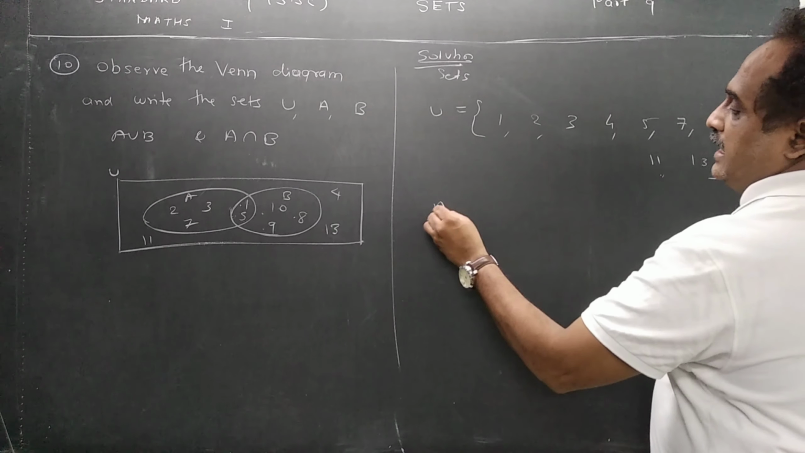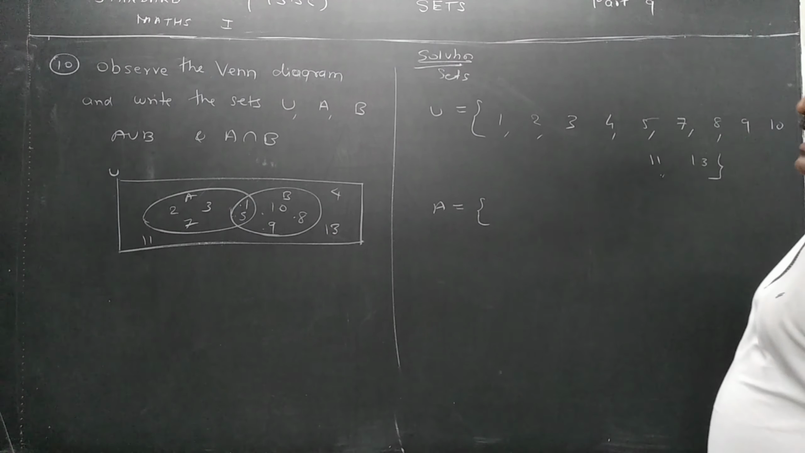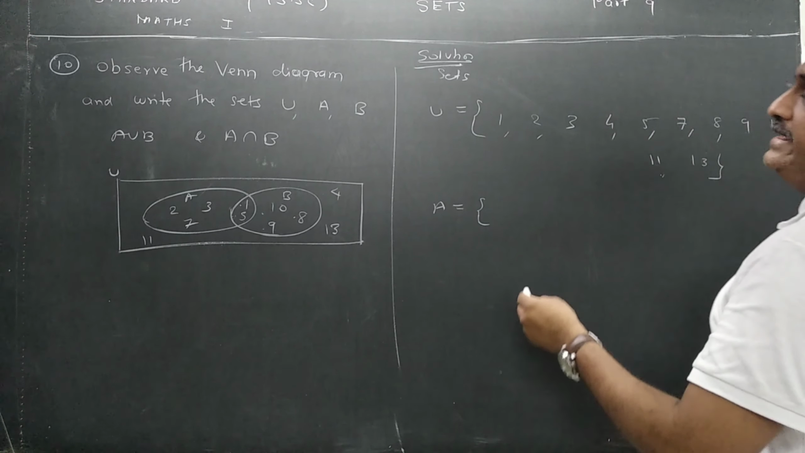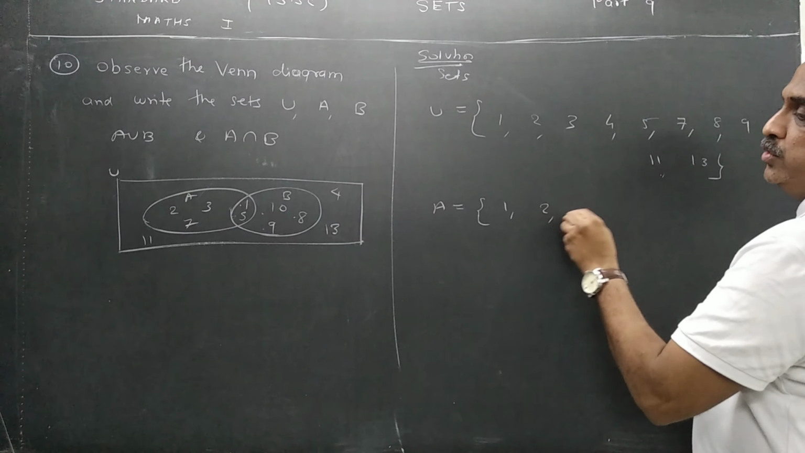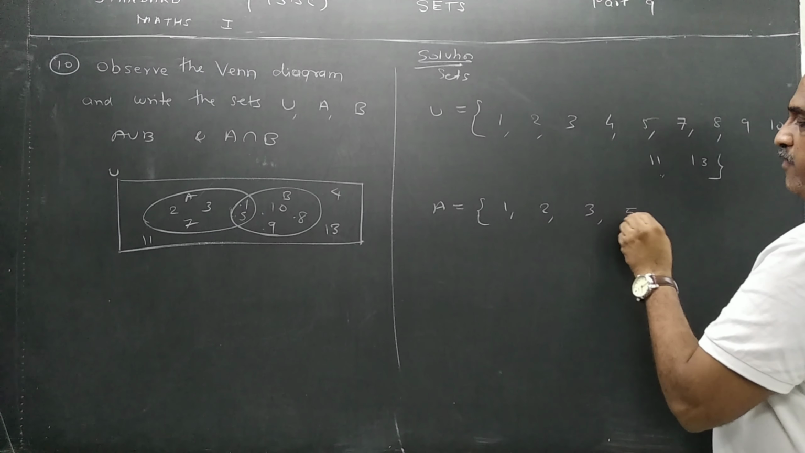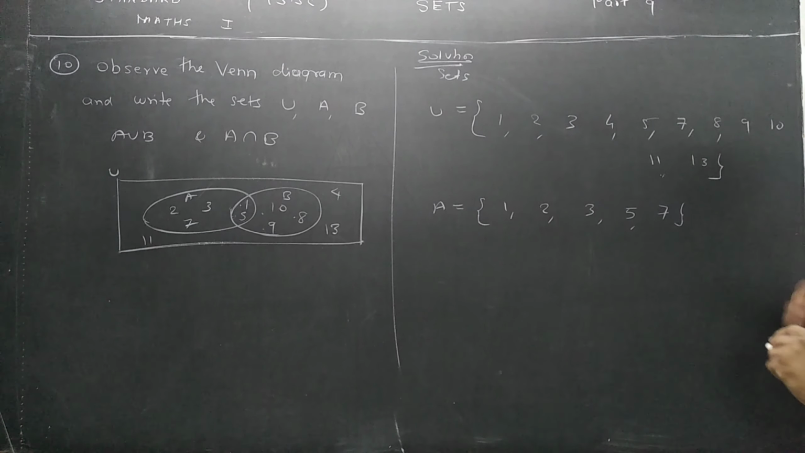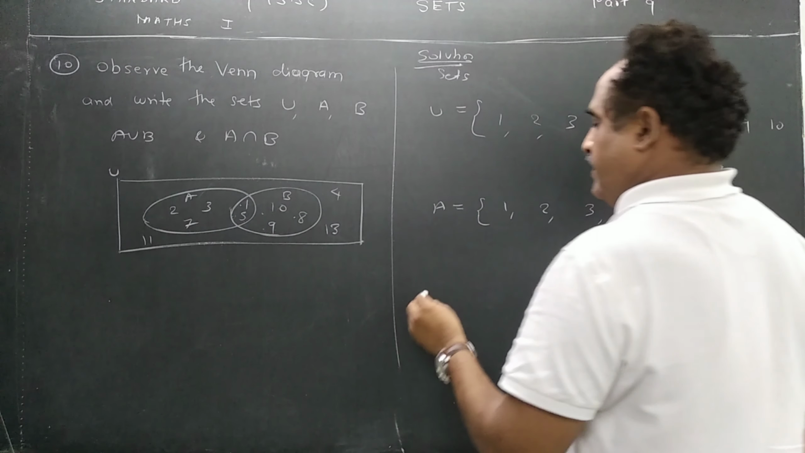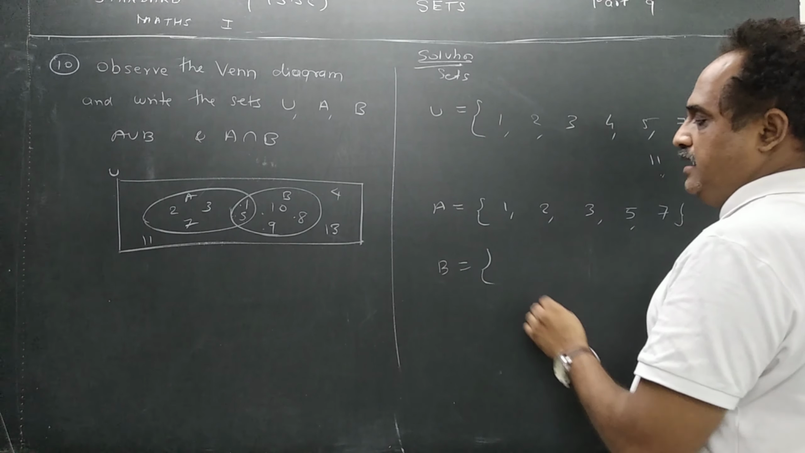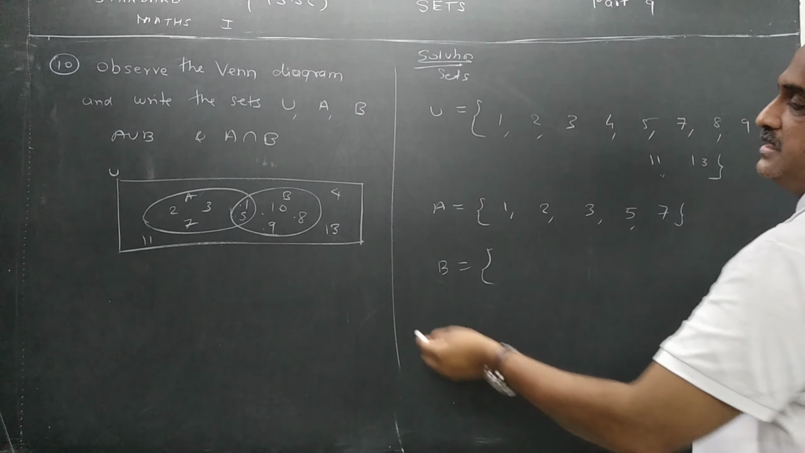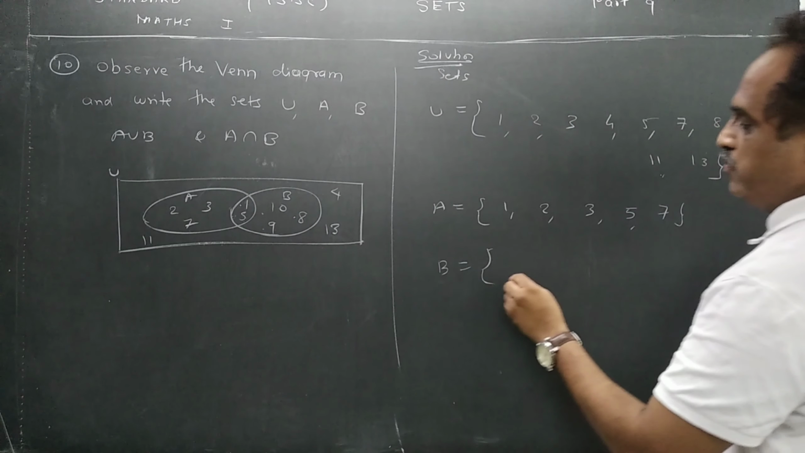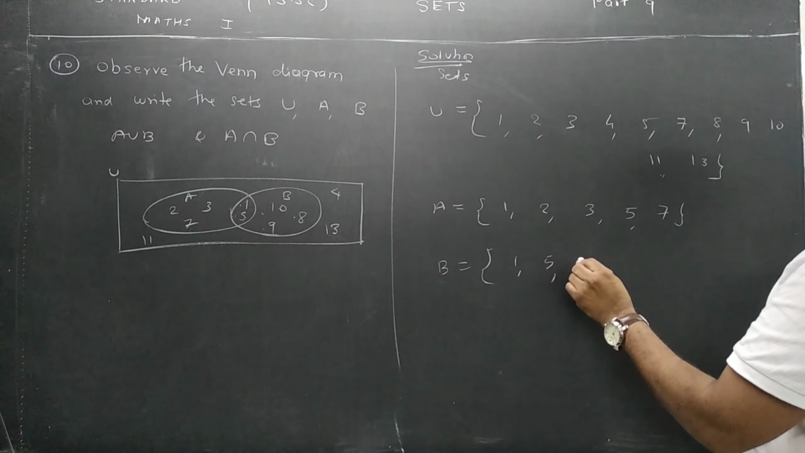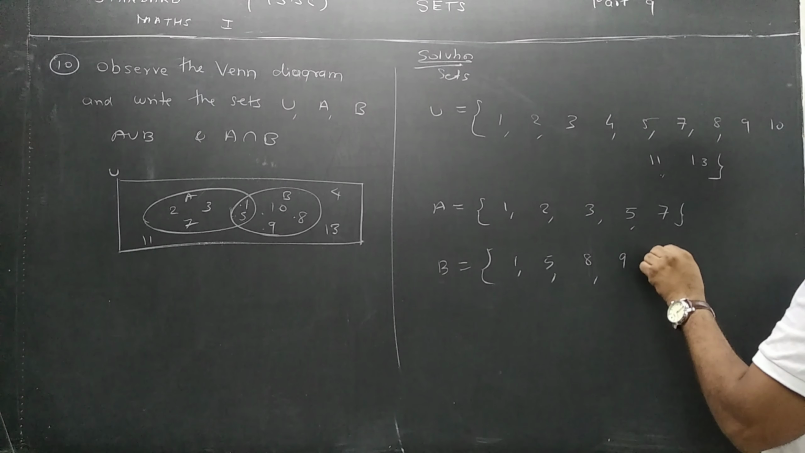Can you tell me set A? Set A is this, in this area. So what will that be? A is a set of 1, 2, 3, 5, 7. Right? 1, 2, 3, 5 and 7. Now can you help me with set B? Set B is this area, that is 1, 5, 8, 9 and 10.